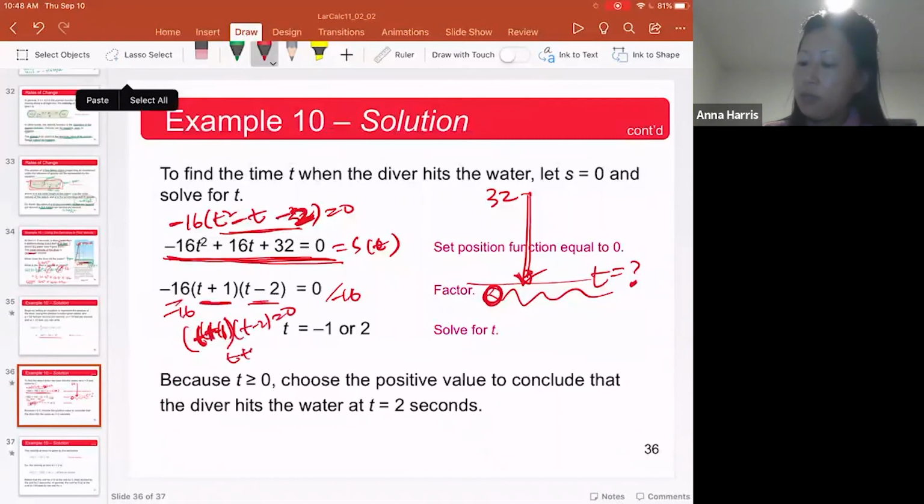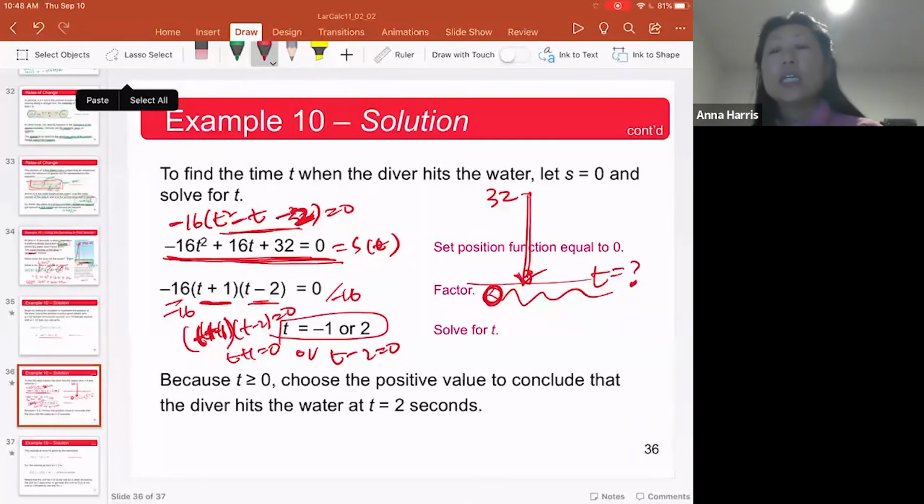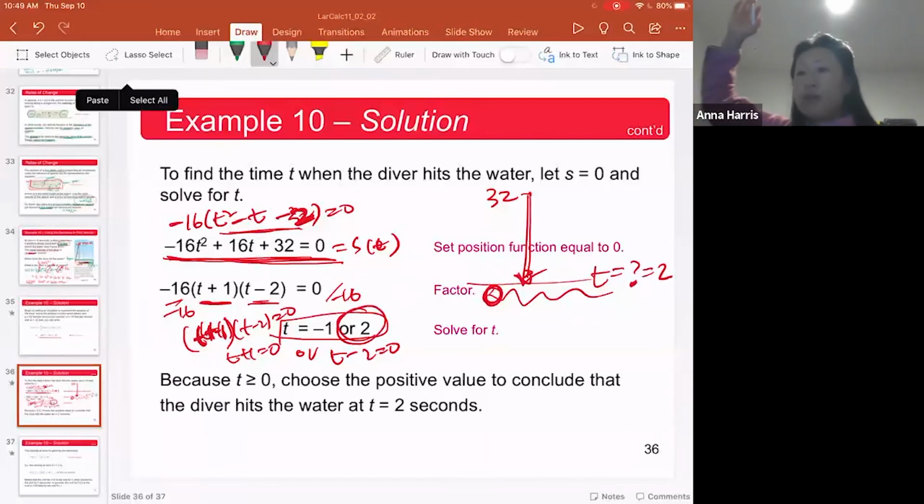So it'll be t plus 1 equal to 0 or t minus 2 equal to 0. That's why you have this. Okay, this is a time. I cannot have a negative time, so my answer has to be only this. So if time equals 2 seconds, the diver would touch the water.